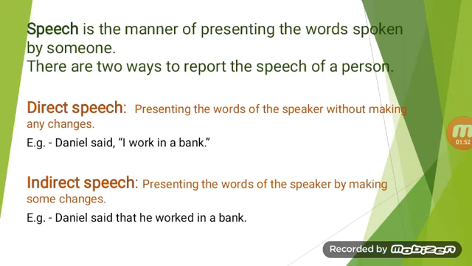Whereas the second way of reporting the speech is indirect speech. Indirect speech refers to presenting the words of the speaker by making a few changes. For example, Daniel said that he worked in a bank. Now, in this sentence, you can see that there are no commas and inverted commas. Also, we have made a few changes in the tense and pronoun, and then we have presented this sentence.